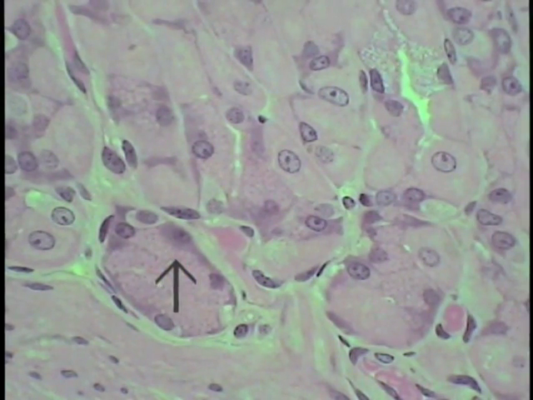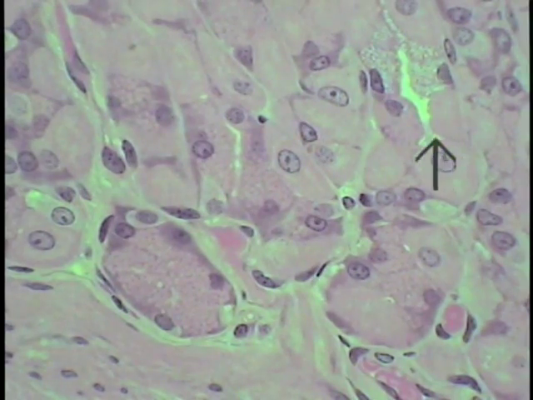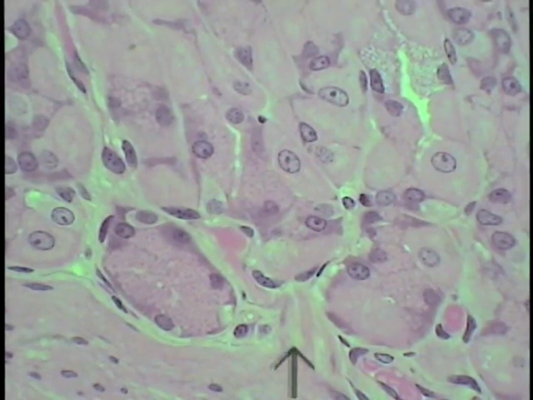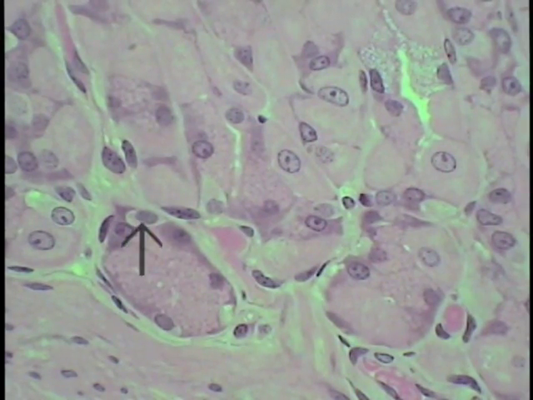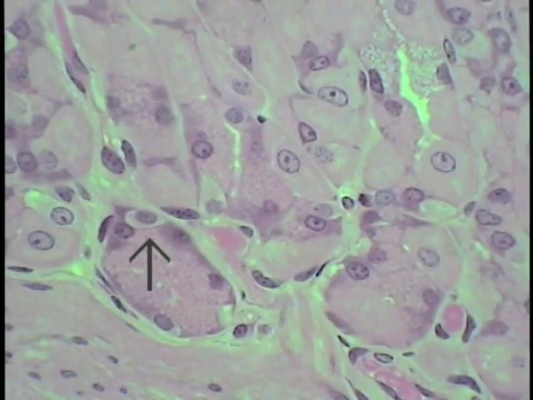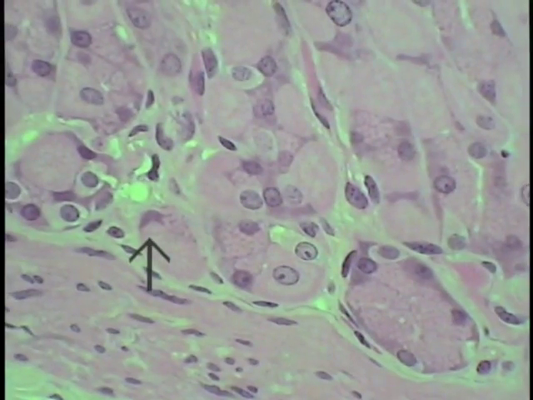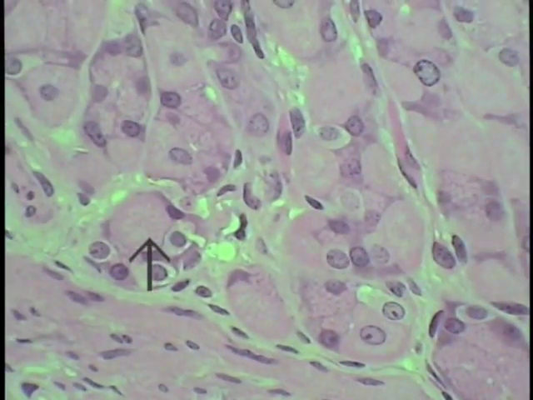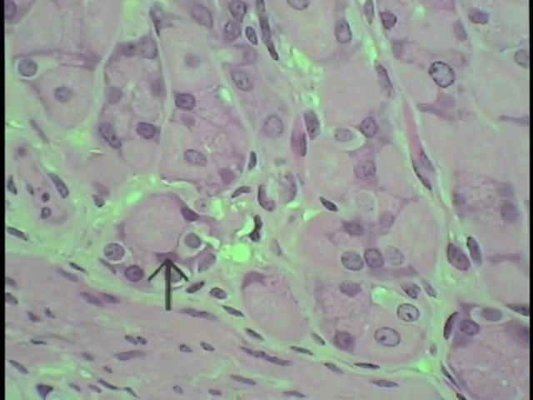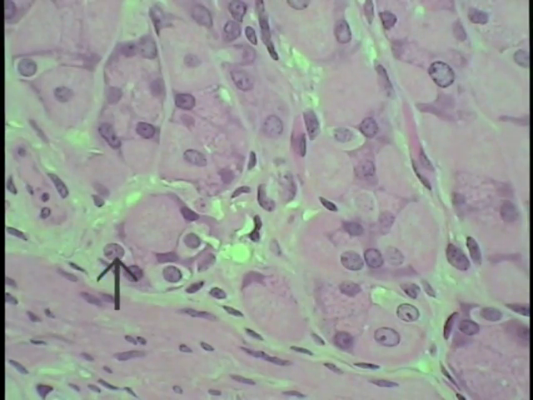Now, also shown in the field are parietal cells, one is shown here, some mucous neck cells, as well as numerous enteroendocrine cells, these light staining oval-shaped cells in this particular area. Another one is shown at this location. So these are the enteroendocrine cells, those peptide-producing cells, producing peptide hormones that are going to influence gastrointestinal motility, secretion, and overall function.